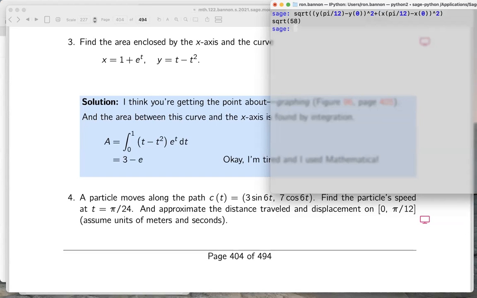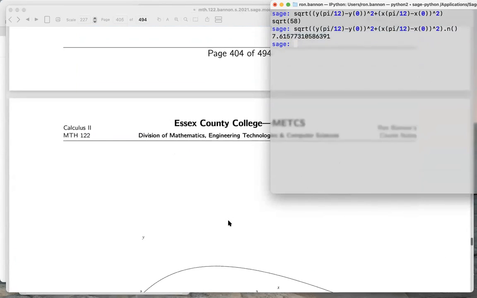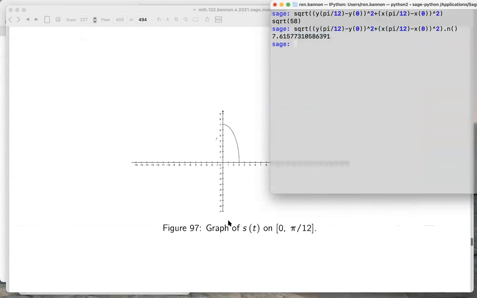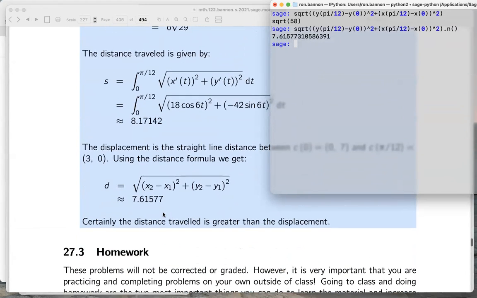I want to approximate that though, right? So I'm going to do this again. I'm going to say dot n. And let's see what happens. And I get that number over there. So I use a computer algebra system to do that. Again, you're free to use a calculator, anything you like. All right, let's see how we did though. Mistakes happen all the time. And I get 7.61577. I'm getting the same answer over there.